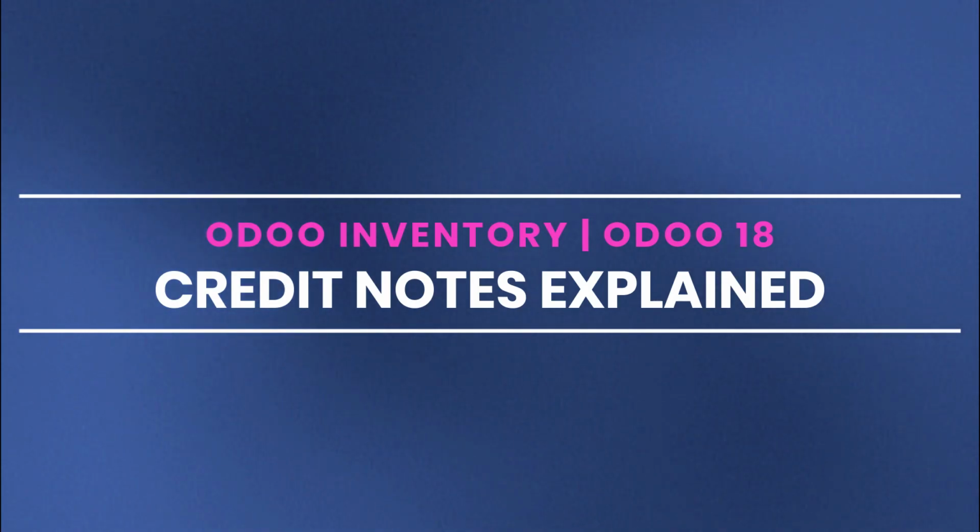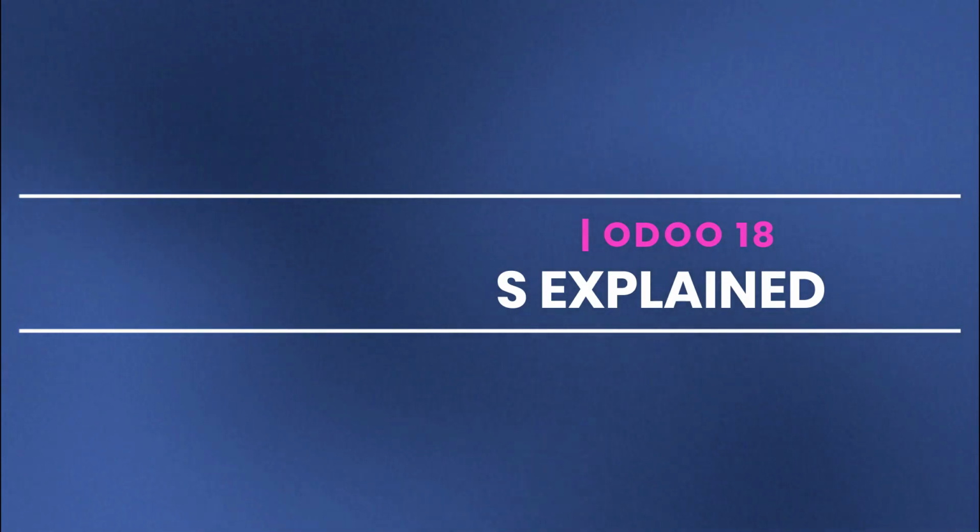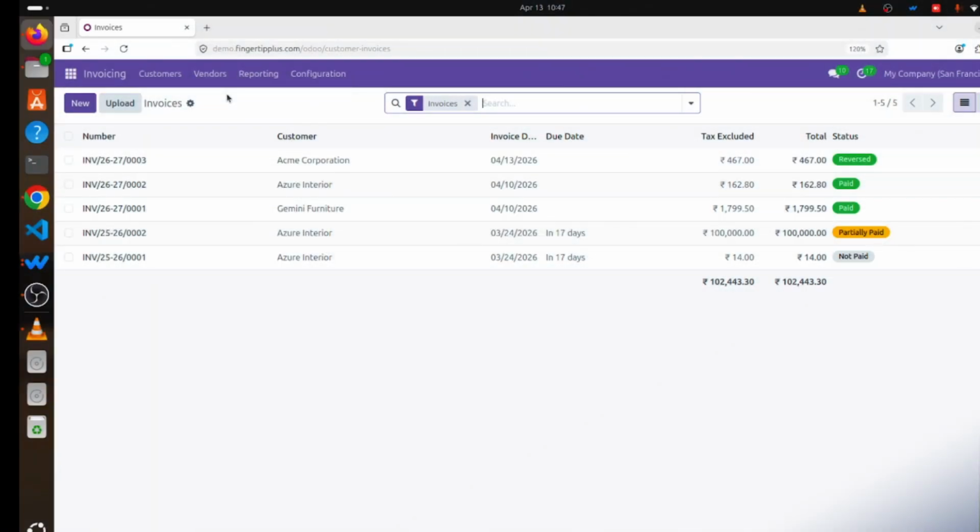In this video, we will go through understanding credit notes, also known as refunds in Odoo 18. Let's get started. What is a credit note? A credit note is a document issued to a customer to reduce or cancel an already created invoice.